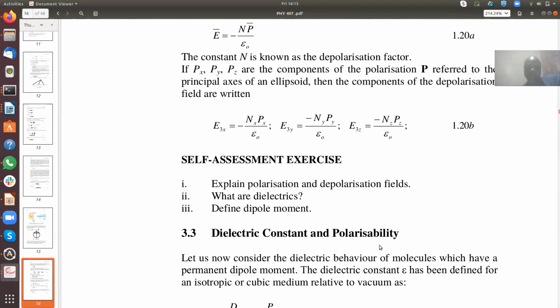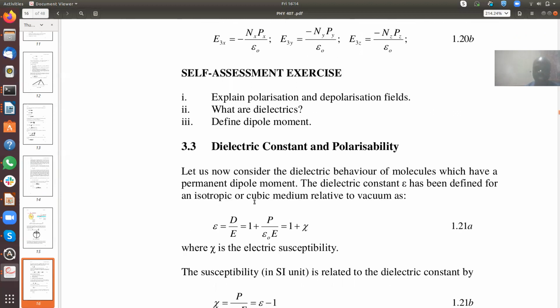So now, to test your understanding of what we have discussed today and also last week, you can try to explain what polarization is and what depolarization fields are. Also, look through the notes and define what dielectrics are and what is meant by dipole moment. These are the major things you are expected to have understood from what we have discussed since last week up to this week.